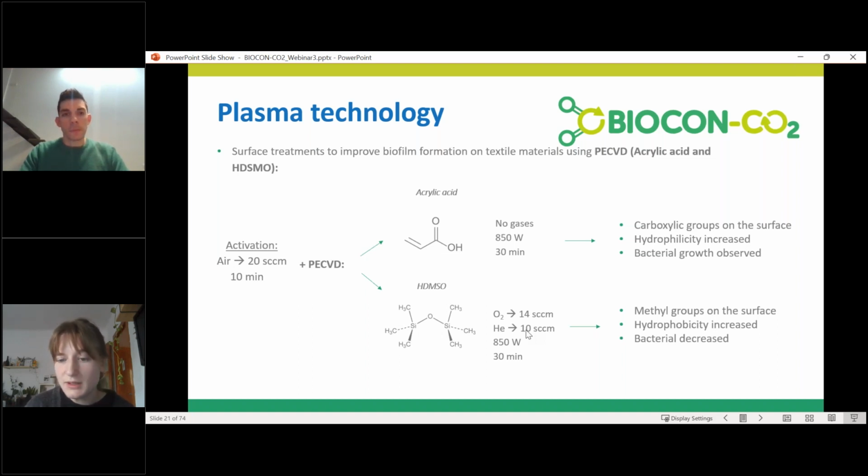And then we can observe what is better to promote the bacterial growth. And in this case, we observed, as in the first case, when we had acrylic acid and a hydrophilic surface, we observed the bacterial growth, and in the other case, we didn't observe bacteria on the surface. And with this, what we can say about the plasma technology is that it is a versatile technology in which we can tune the surface properties to promote or not, in this case, the bacterial growth.